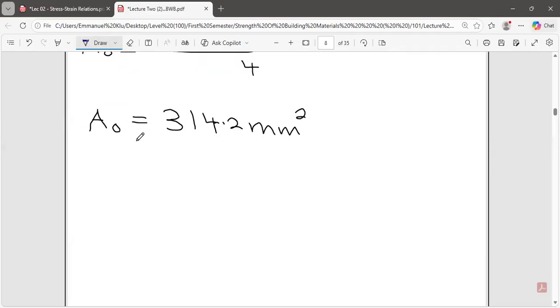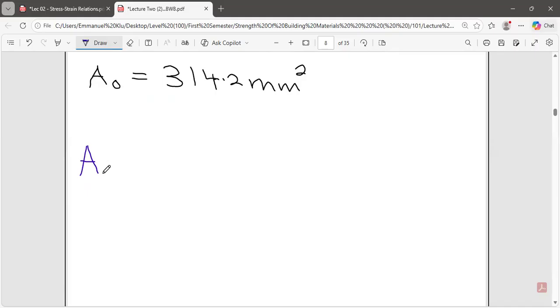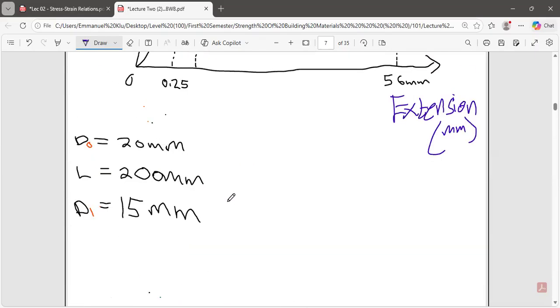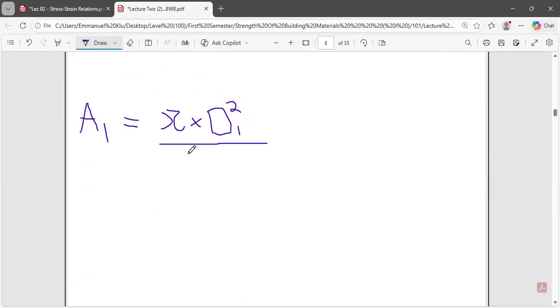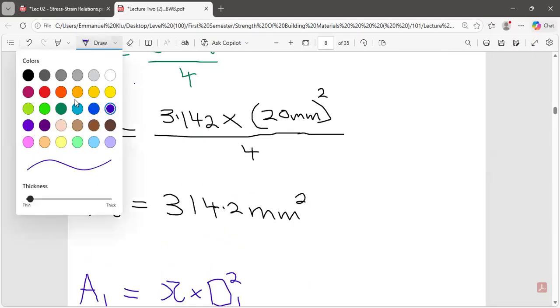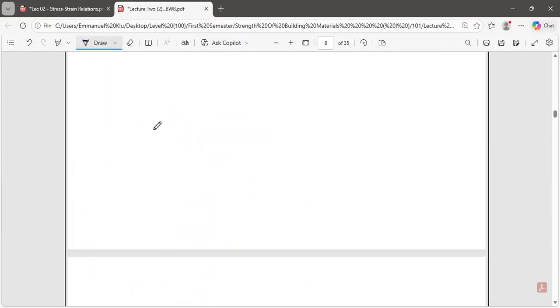Let's quickly calculate our area, the area of the rod at failure. So that is the A1. So A1 is equal to pi times D, and it's not just any D. D1 squared. D1 is the what? Diameter at fracture. D1 is the diameter at what? Fracture. As I was saying. So you realize that it is all over 4.